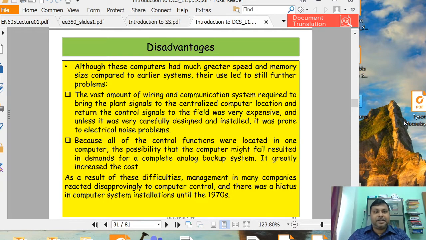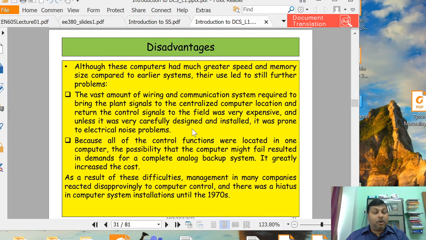Not only very expensive, unless it was very carefully designed and installed, it was prone to electrical noise problems, because so many wires and cables are installed. One cable will be adjacent to another cable, so then what will happen? The electromagnetic interference will be there. So it was prone to electrical noise problems.